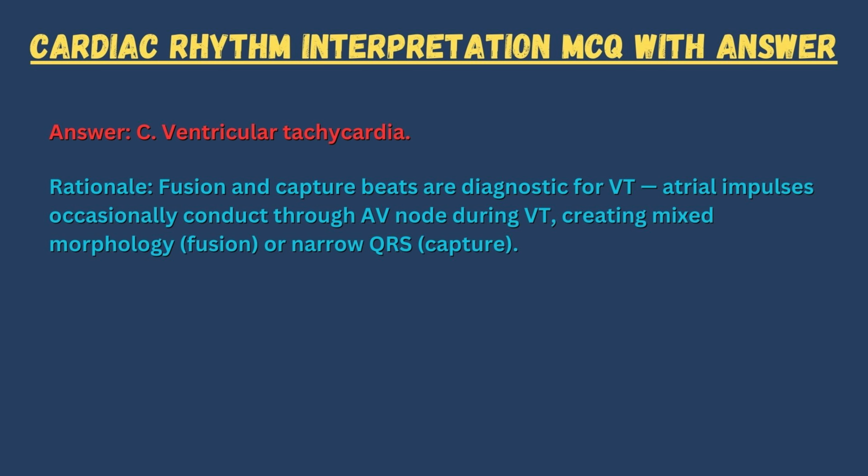Answer. C. Ventricular tachycardia. Rationale. Fusion and capture beats are diagnostic for VT. Atrial impulses occasionally conduct through the AV node during VT, creating mixed morphology, fusion, or narrow QRS capture.